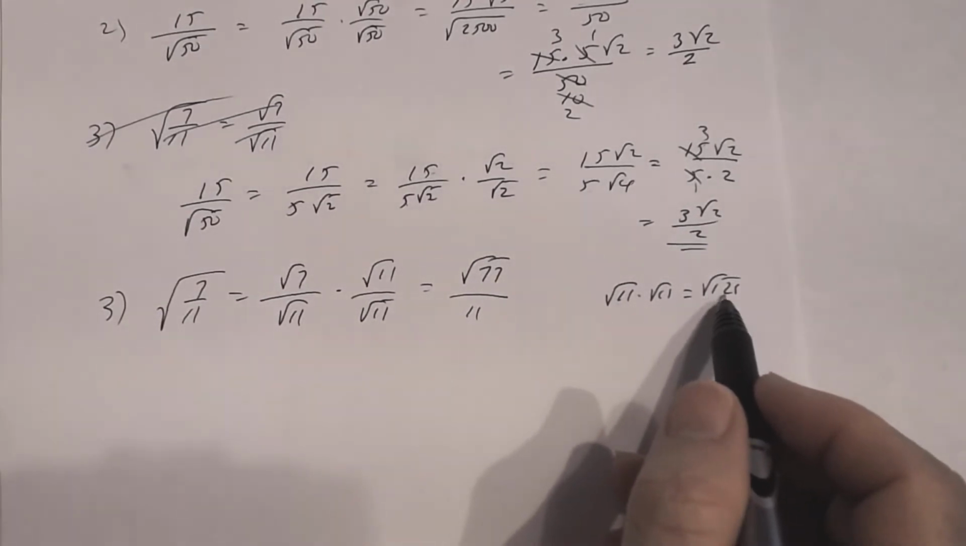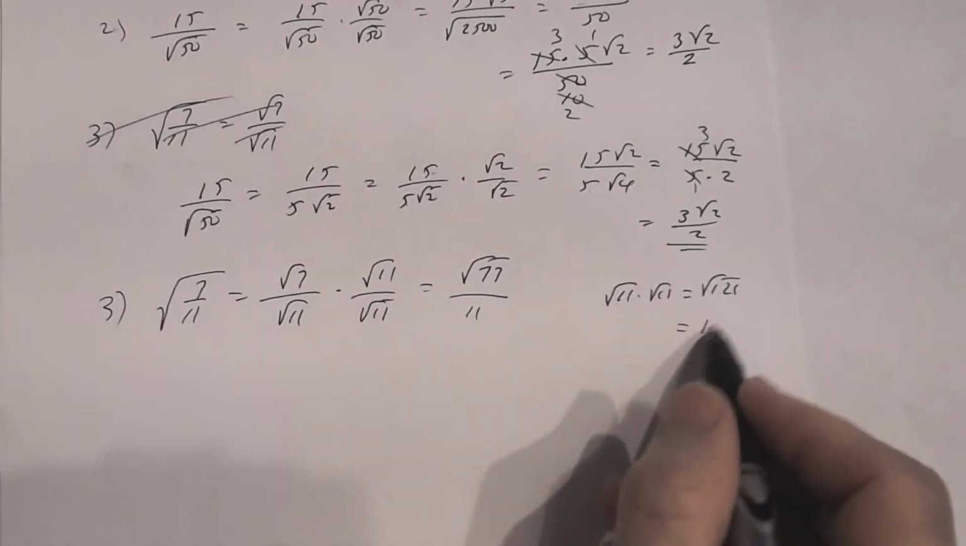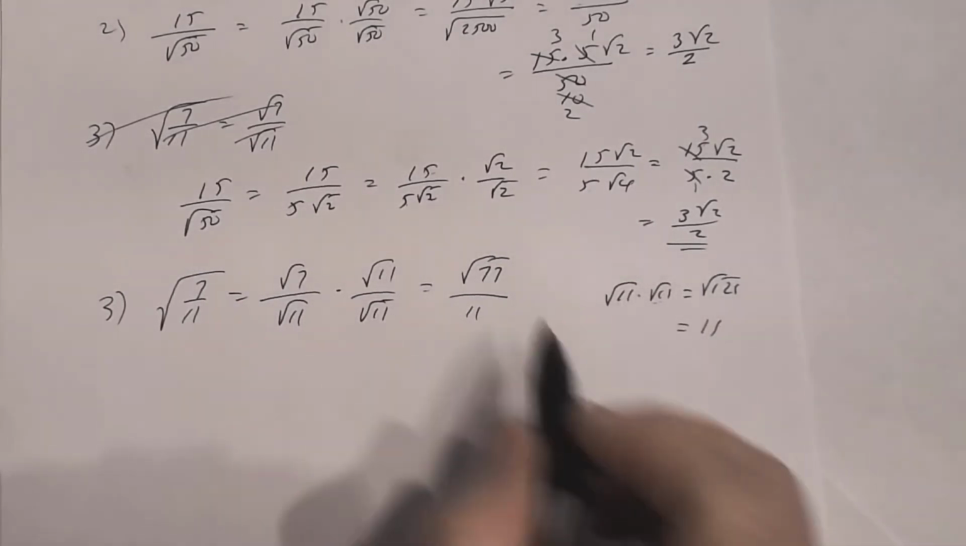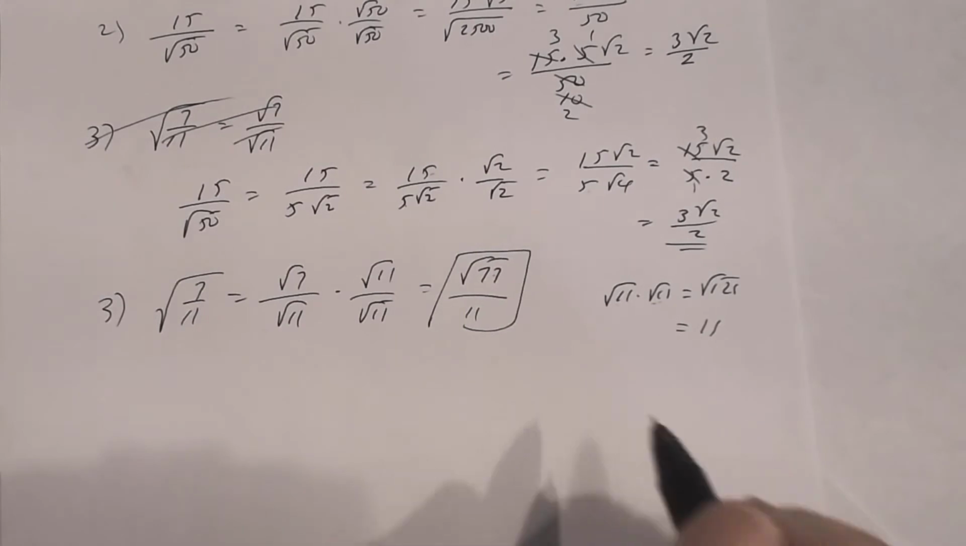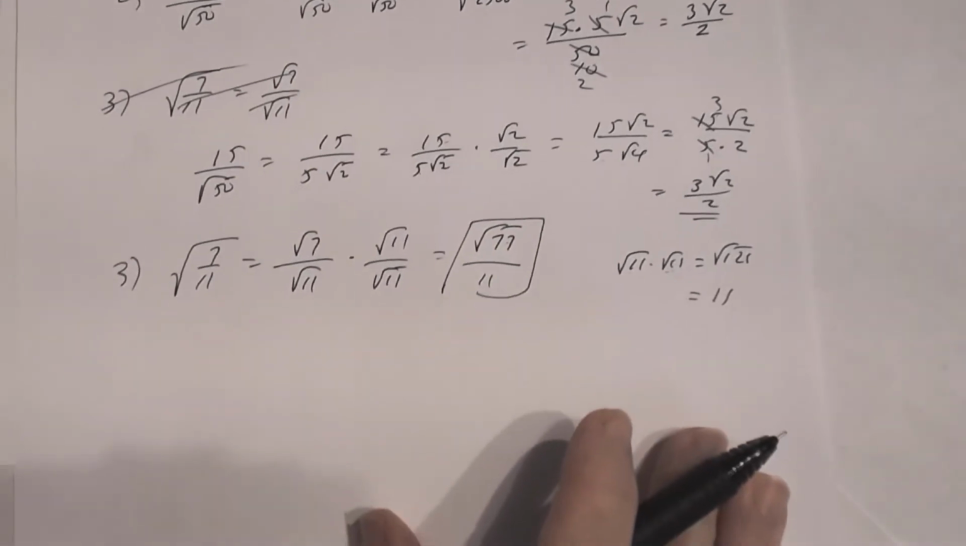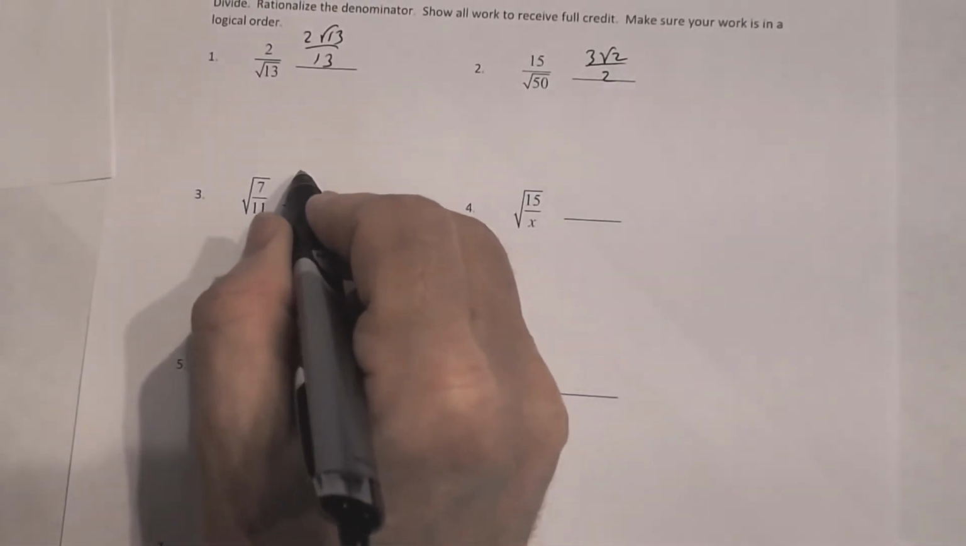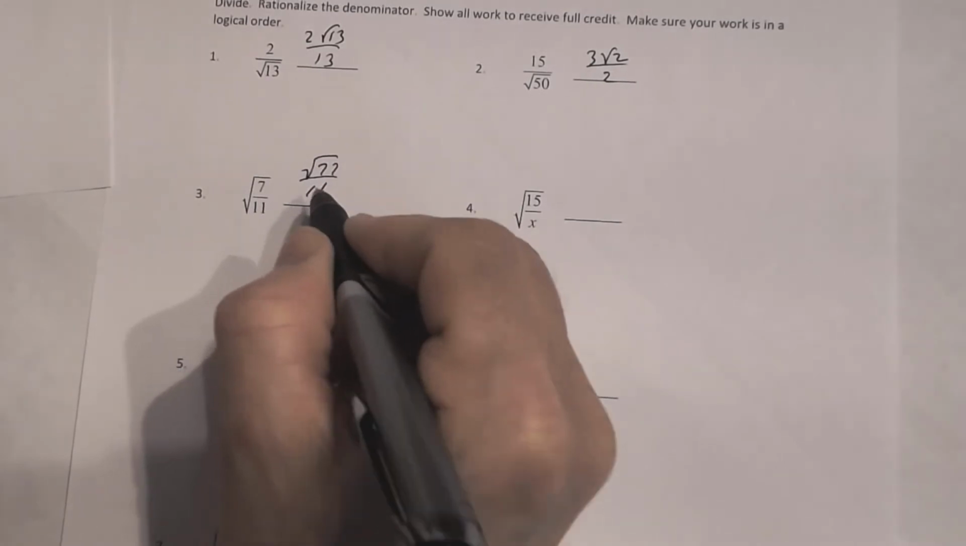So the square root of 121 is going to be 11, that radicand. And so there's your answer. You're done. You cannot simplify the square root of 77. All right, so number 3, the answer is square root of 77 divided by 11.